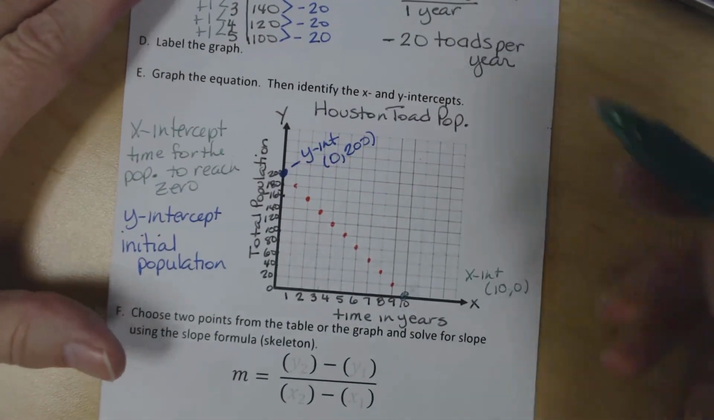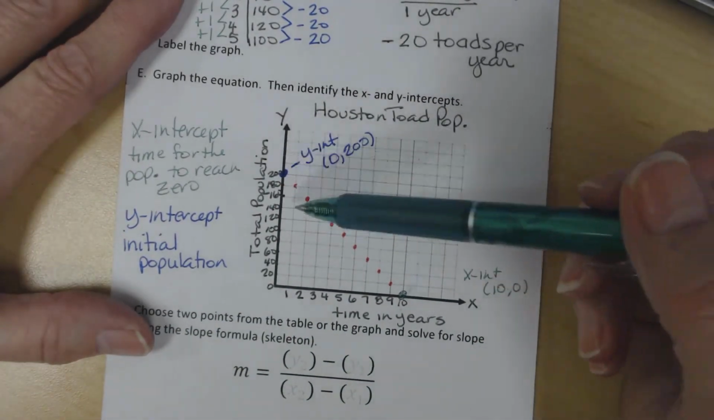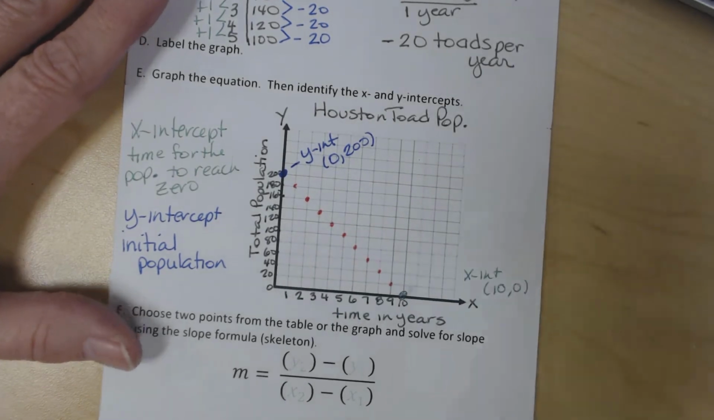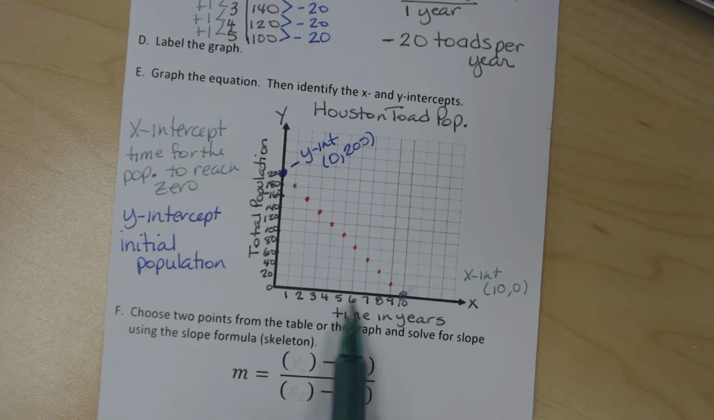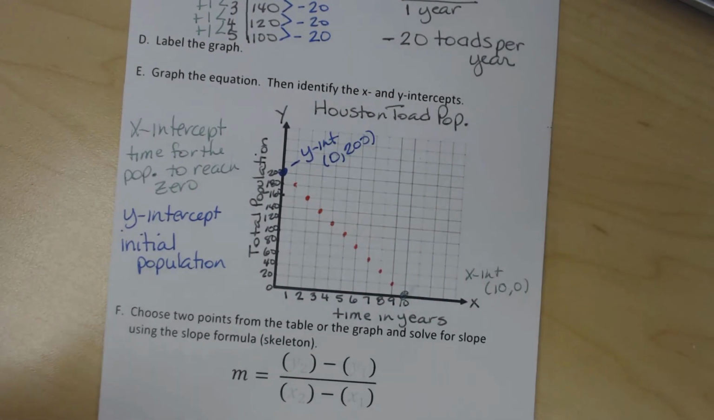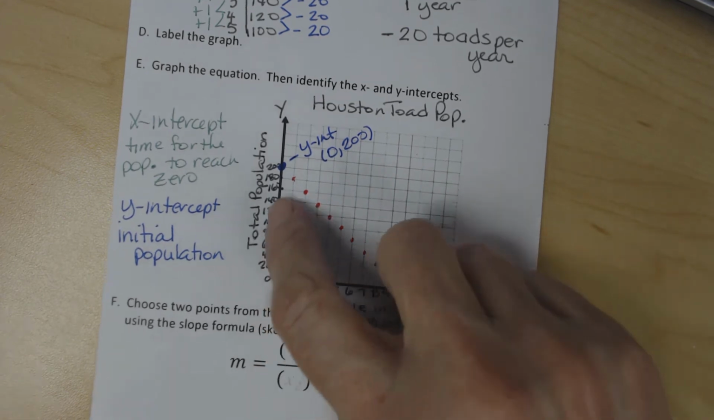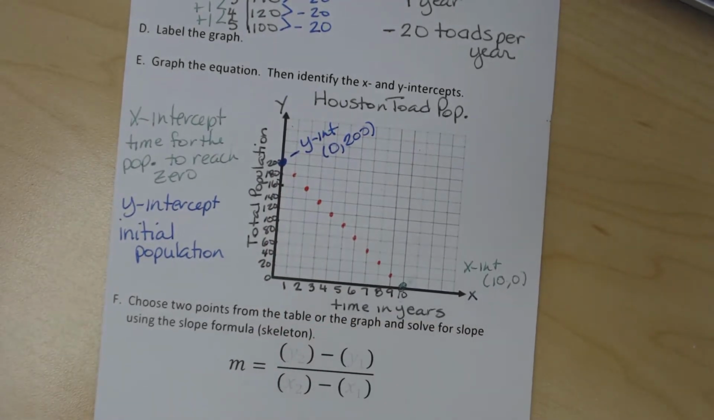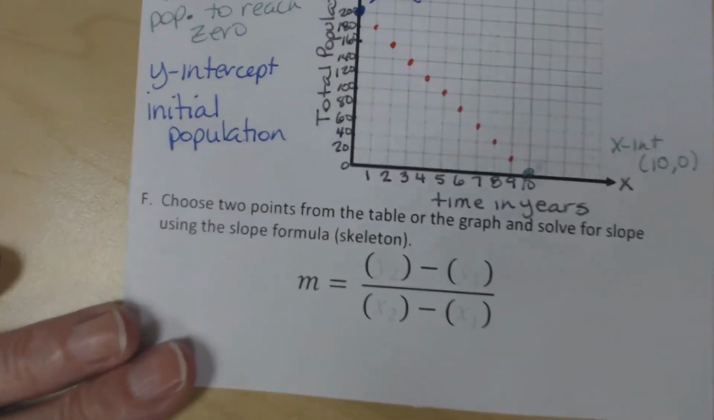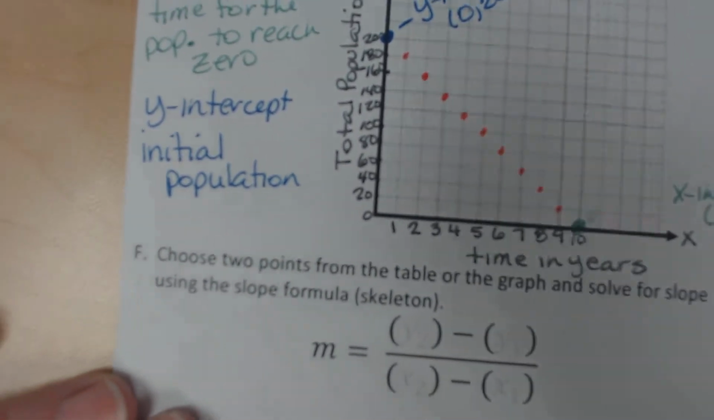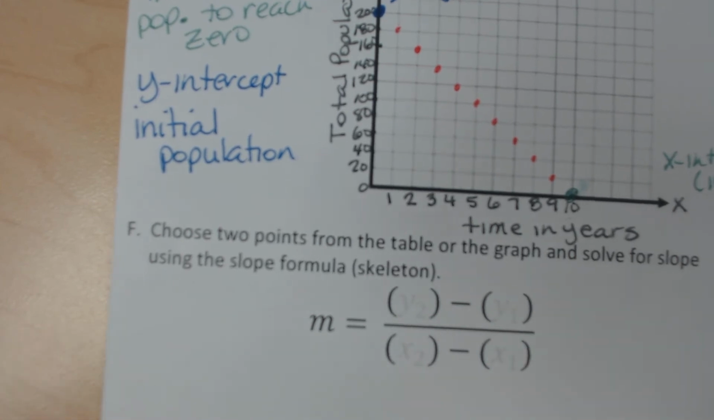Okay, so here we have a title. We have counted accordingly. We're counting by ones here, counting by 20s there, but we have a standard form of counting for both our x and y axis. We have labeled what each of those represents. Now we are going to go to the bottom part here, which is choose 2 points from the table or the graph and solve for slope using the slope formula.